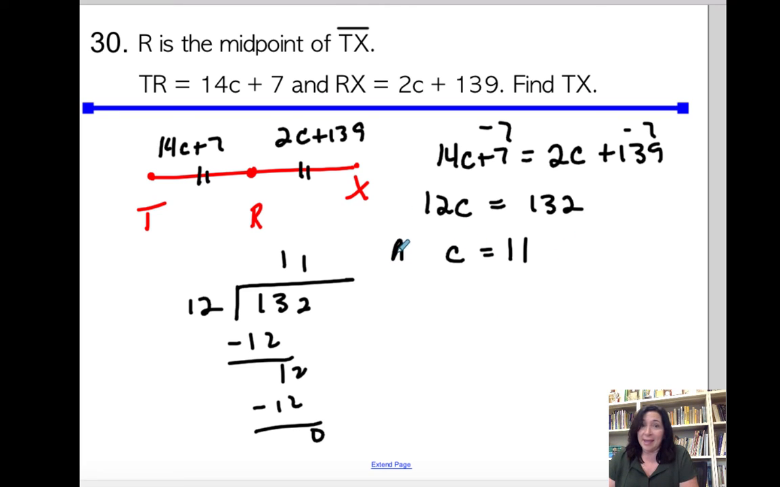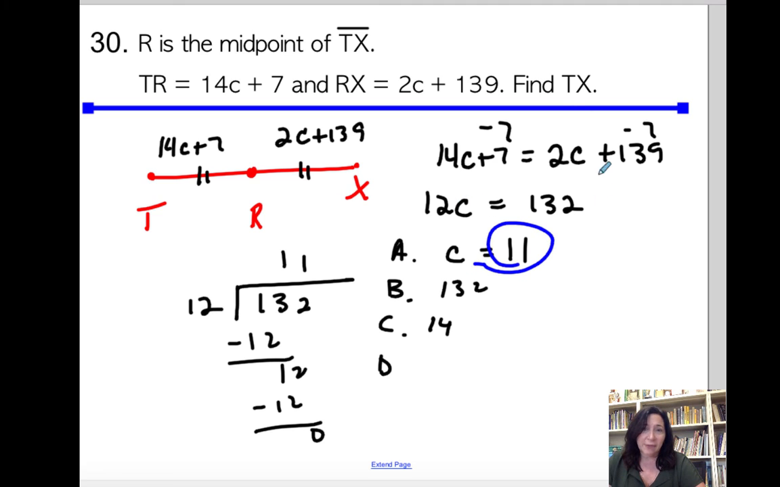Now, be careful because c will definitely be one of the choices. That might be like A. And then here's B, here's C, here's D. I might say B is equal to 132. Then I'll have 11 there. I might have 14 here. So I'm going to give you some tricky questions where c isn't the answer. Because I didn't ask for c. I didn't ask for what the answer was. I asked for tx. So this is tx. You see that? All right.